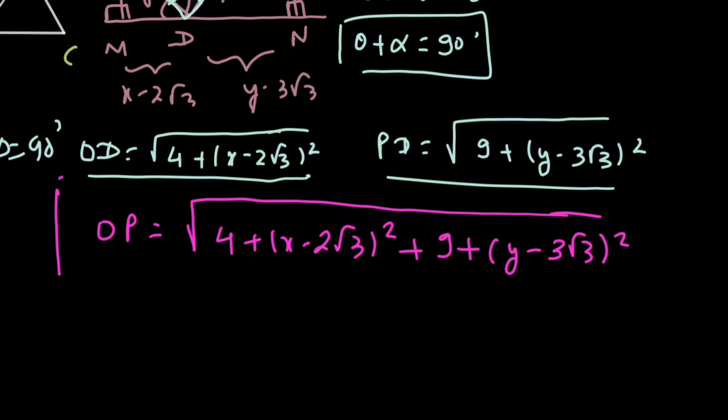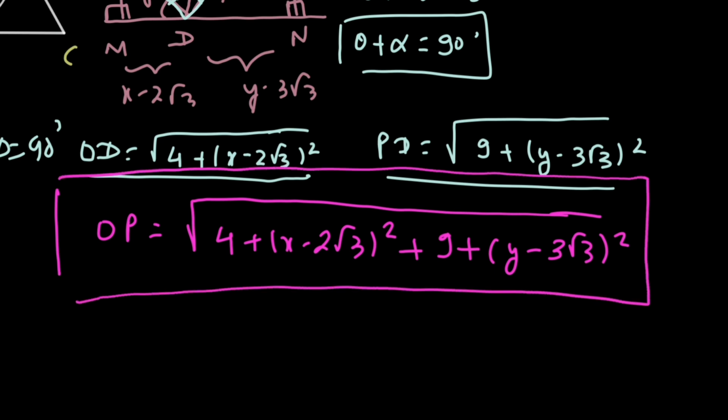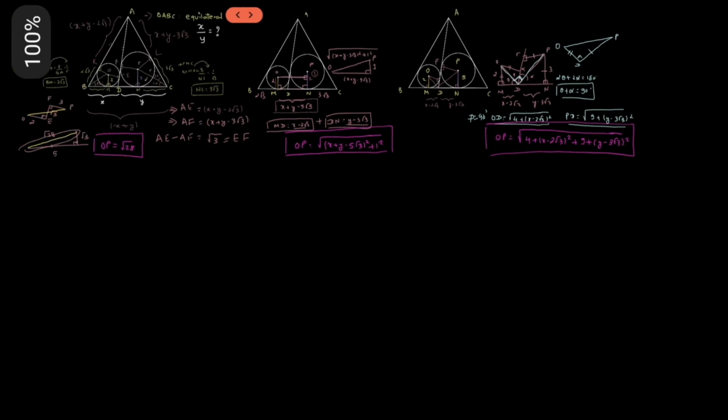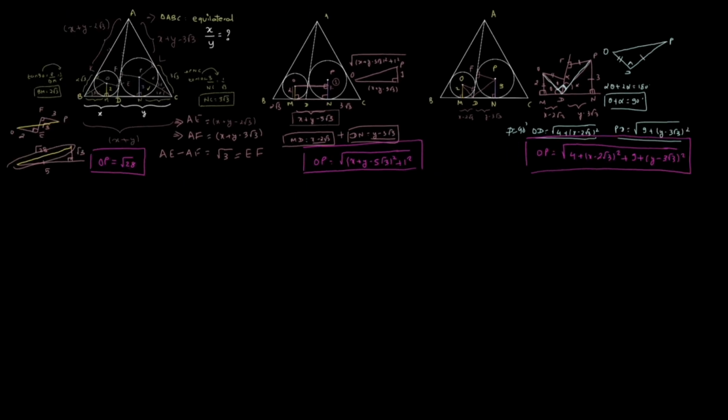Okay, so here we have got the value for OP, and remember that this is the third time we got the length of OP. So here we have done 3 parts of the solution, and the final conclusion in all of them was the length of OP. So now let us compare these equations and try to get our answer.